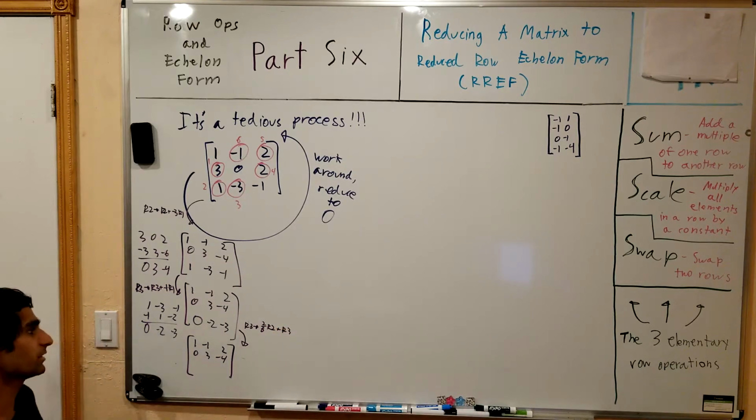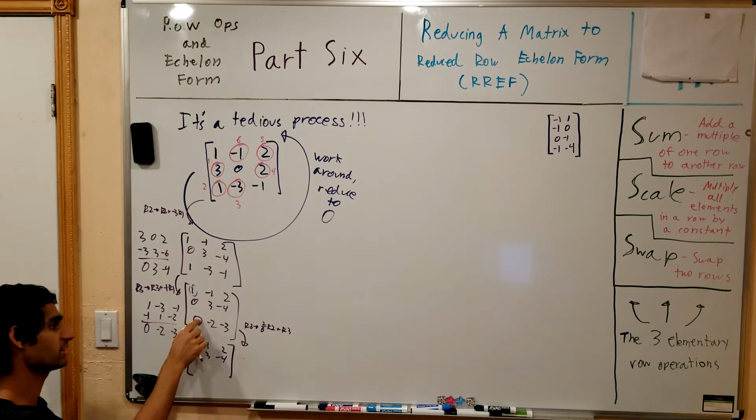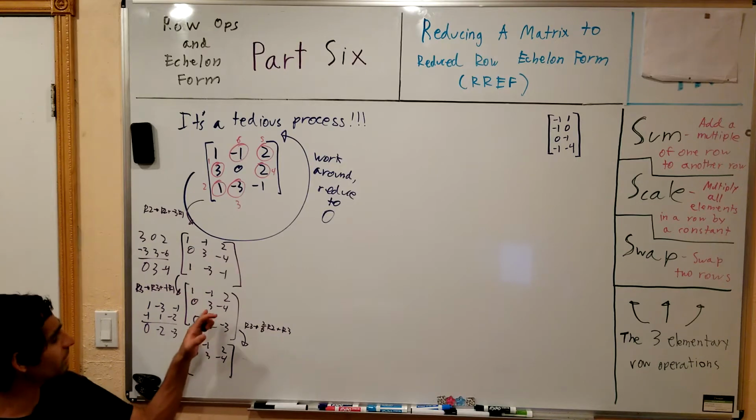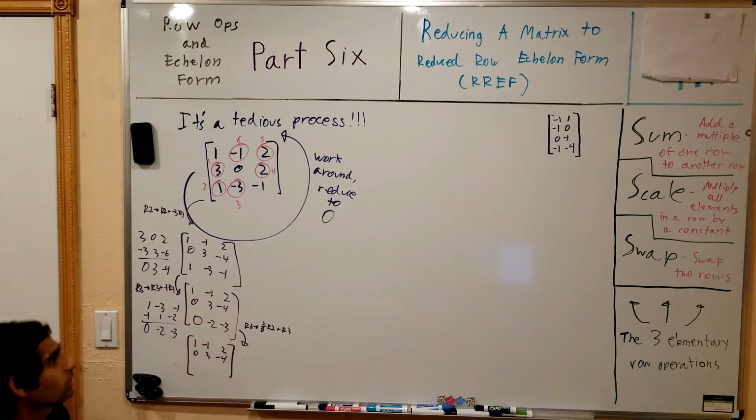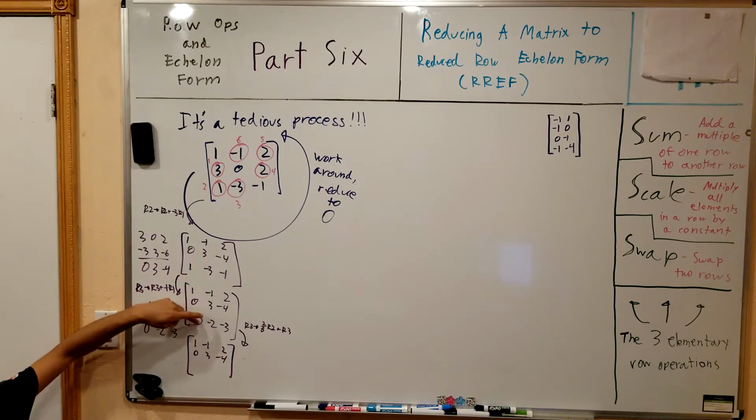See, we tried it out with this one, but obviously it doesn't work because this 1 over here is going to ruin this 0. So instead, what I'm doing is multiplying the second row by 2/3 and adding it to the third row. We cannot do anything with the first row because this 1 is going to ruin this.